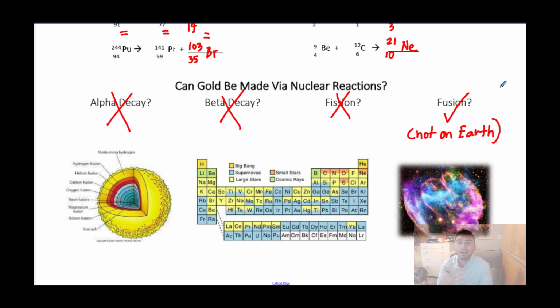So in short, it's sort of yes and no for fusion. Yes, that is how gold was formed, the gold we have here on Earth, but it cannot be done on Earth. We cannot run fusion reactions here on Earth. So that brings us to the end of Chapter 3, A World of Particles.